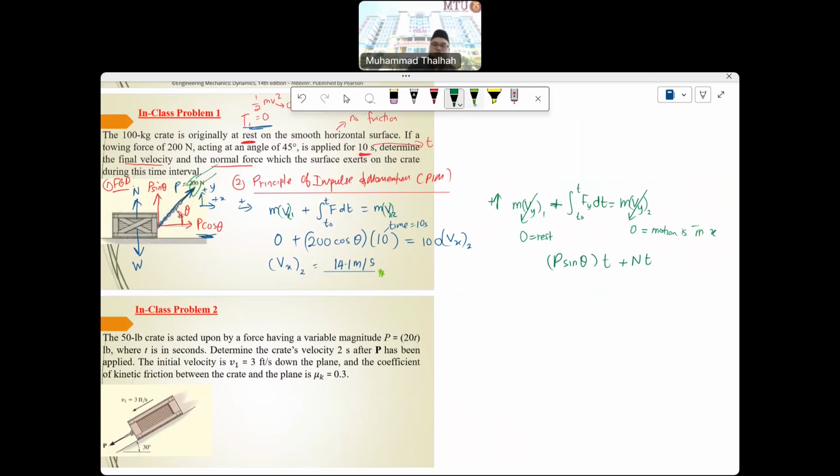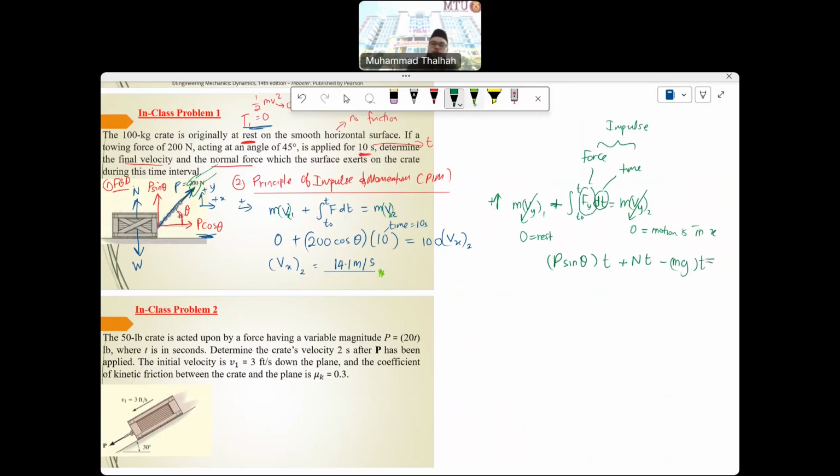The weight is in the downward direction, so you're going to give it a negative mg, and you have to multiply by time. You see? Because it's always the force multiplied by the time. That will give you impulse. Force over a period of time, which is impulse. So always multiply with t.